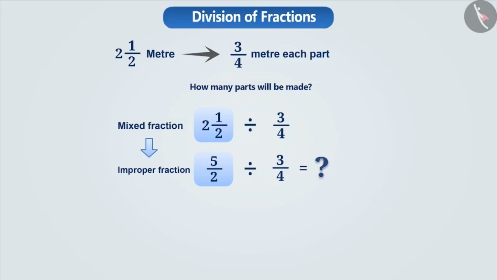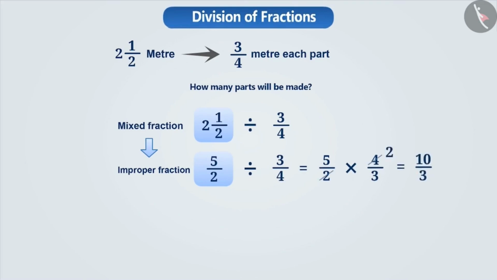So how will we solve this? Think a little bit. You are right. We will keep the first fraction as it is, then we will change the division sign to multiplication sign, and then write the other fraction as the reciprocal. That means 5 by 2 divided by 3 by 4 is equal to 5 by 2 into 4 by 3, which is 10 by 3.